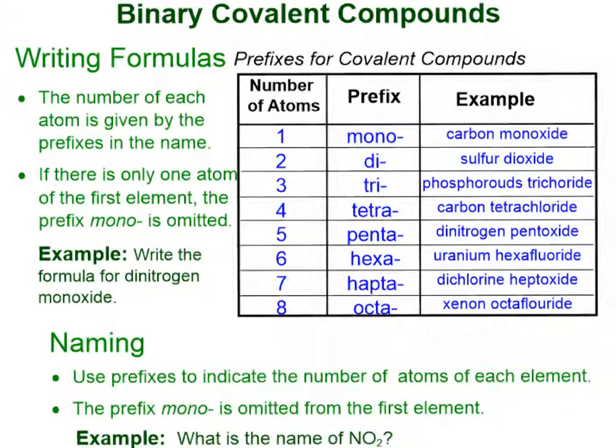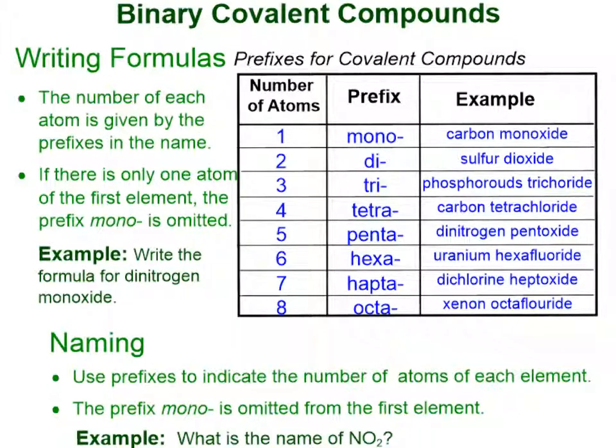So, how do we name and write formulas of binary covalent compounds? Remember, these are compounds that share. We don't have ions involved. We have sharing of electrons. Now, for binary covalent compounds, we are going to use prefixes. That's the really key thing you need to remember about these kinds of compounds.